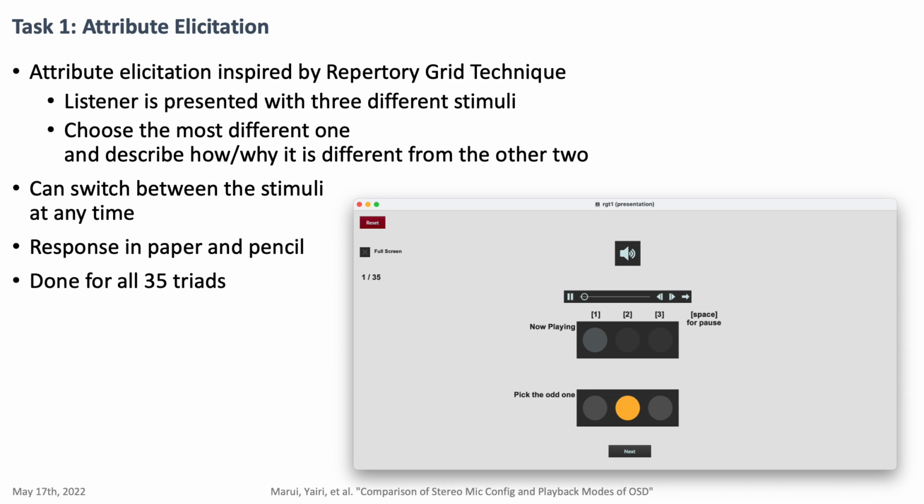The first task in the experiment was attribute elicitation. We used a method inspired by repertory grid technique. Listener is presented with 3 different stimuli. The listener can switch between the stimuli at any time, like exclusive solo button. They were asked to choose the most different one and describe how or why it is different from the other two. This was done for all combinations of stimuli.